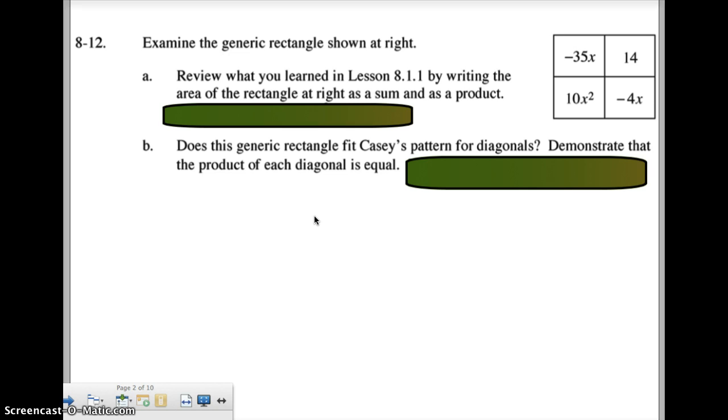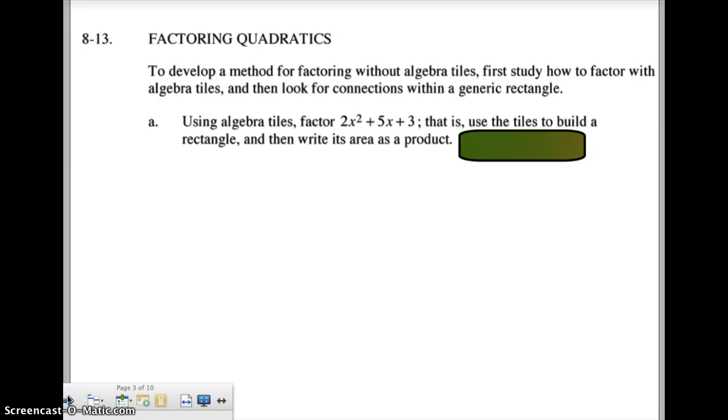And then you're going to have to show that with your work. You're going to have to write that out. So you're going to have to see if the diagonals fit Casey's pattern, and write both of those out for problem number 12. Okay, then we're going to go on to 13. And 13 has a bunch of parts to it. This is going to be basically stepping you through how to factor quadratics with generic rectangles.